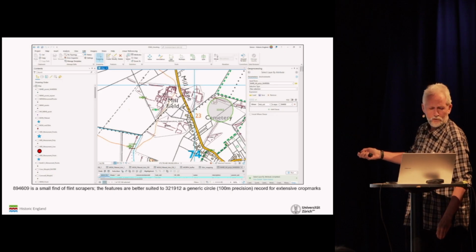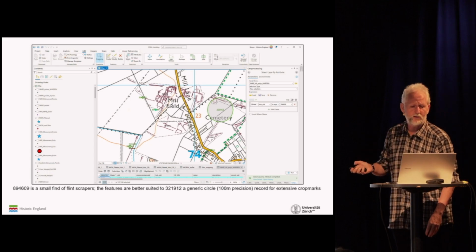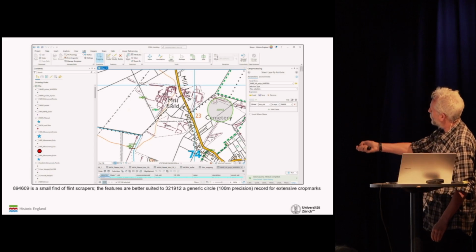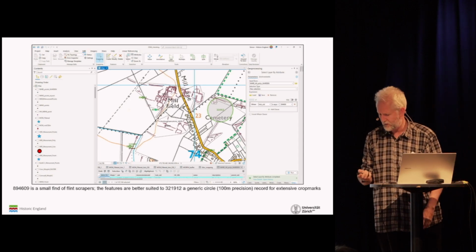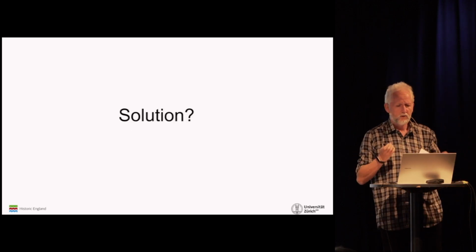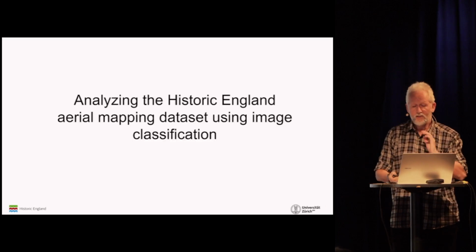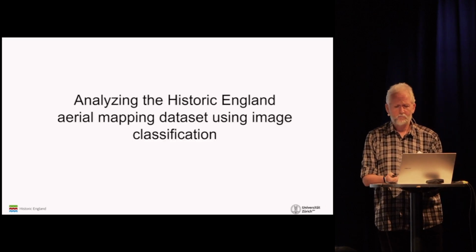And so this was classified as a small find of flint scrapers. Obviously, it should be linked to this, which is a generic record for a large area of crop mark sites. So, what to do? This is where serendipity comes in.